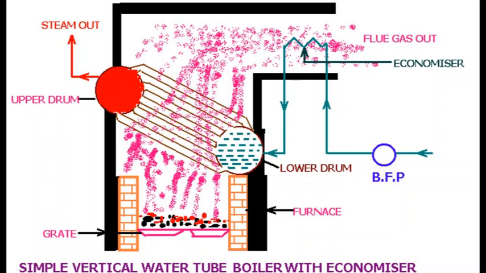So gradually there was thinking on how to create a circulation system so that we can separate all the sludge and impurities, as well as get better steam generation capacity within a small space.